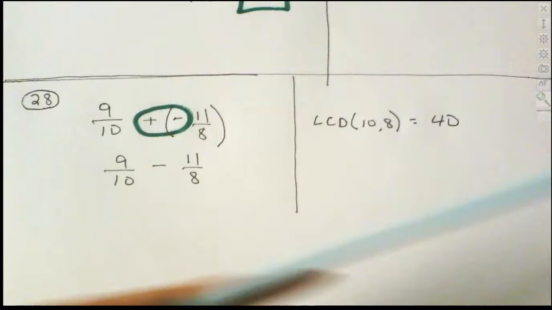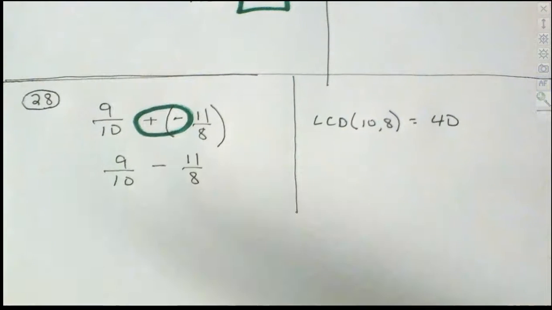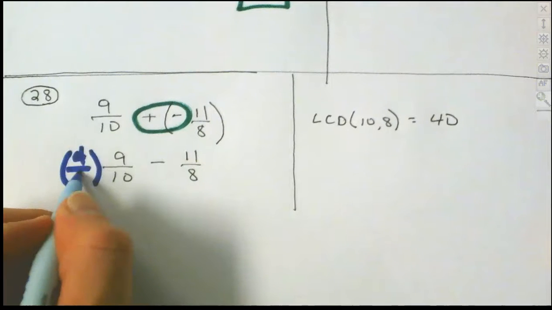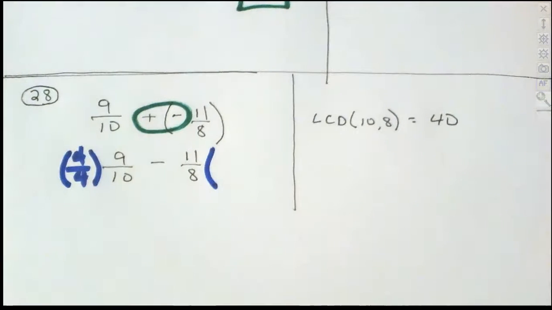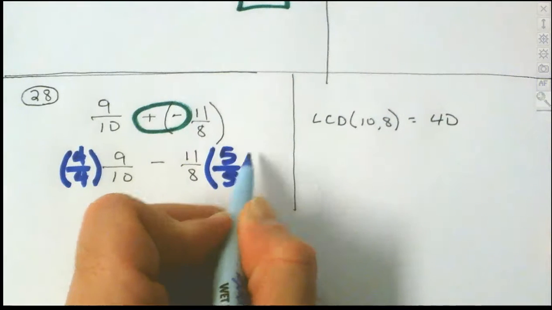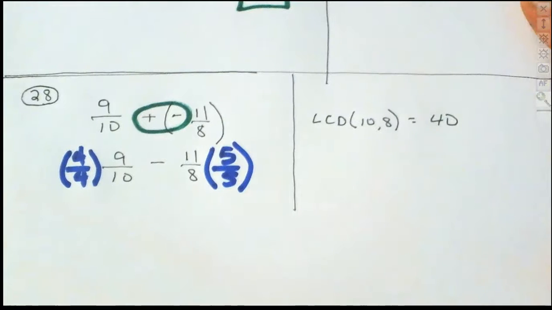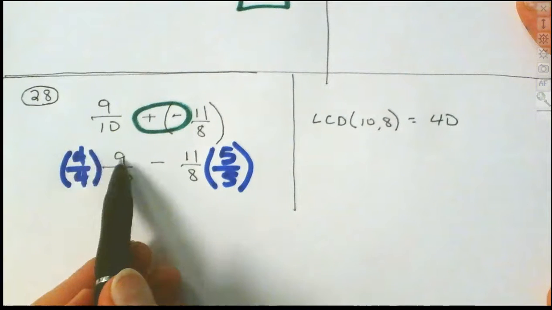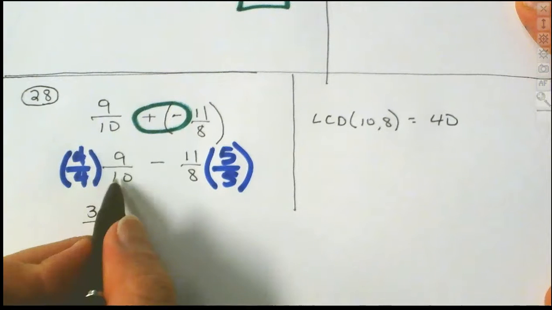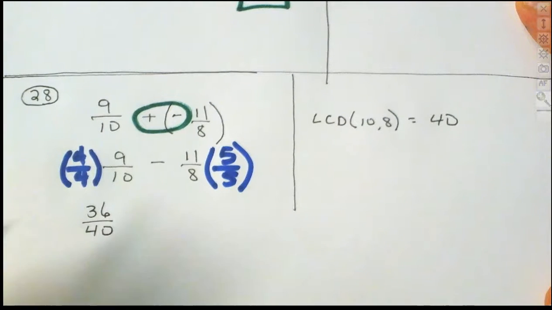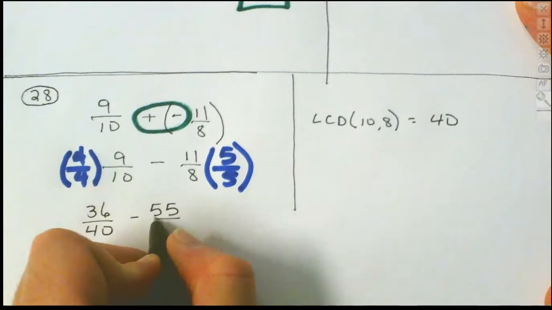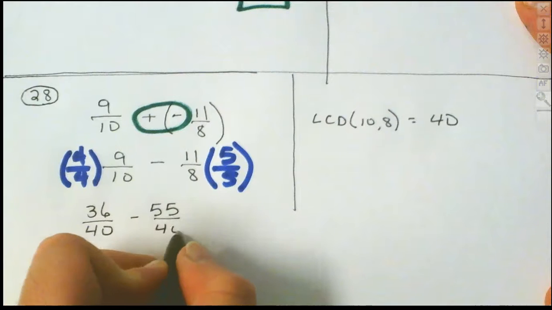Now we come back to our fractions. And the first one, we have a 10 down below. We need to make that a 40. So it needs a 4 over 4. The next one, we've got an 8 below. We need a 40, so we use a 5 over 5. Now we multiply across here. 4 times 9, that makes it a 36. 4 times 10 makes it a 40. Minus 11 times 5, that makes it a 55 over 40.